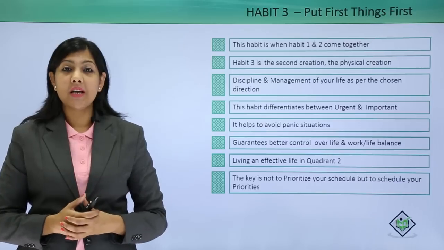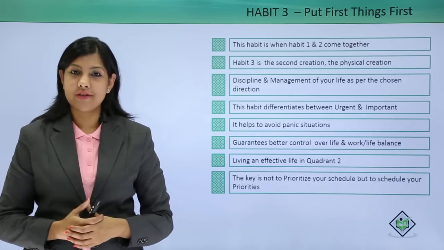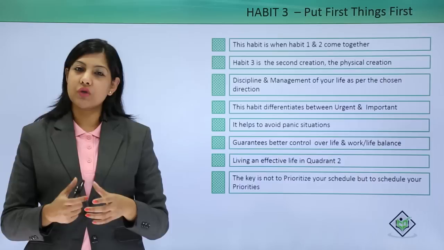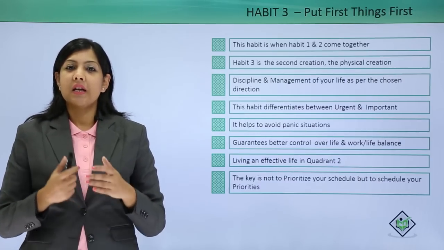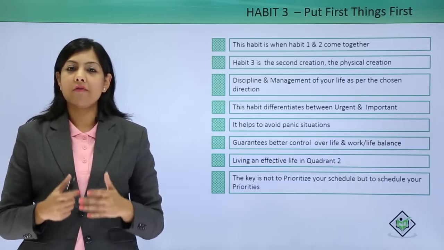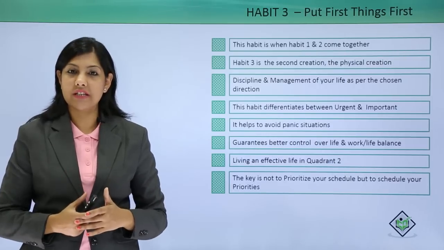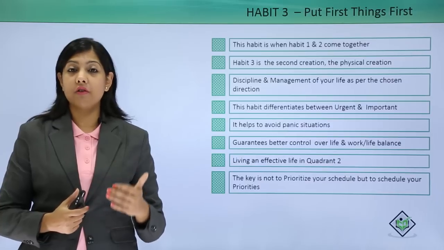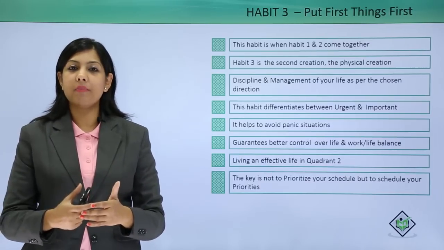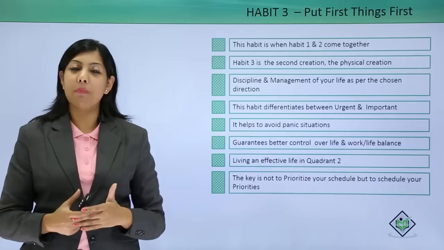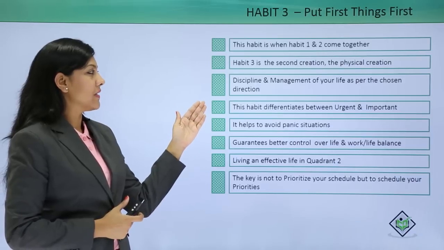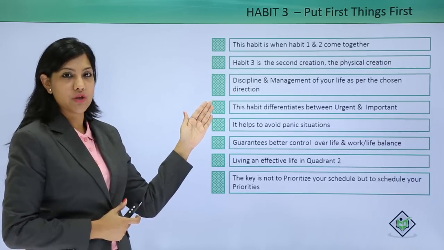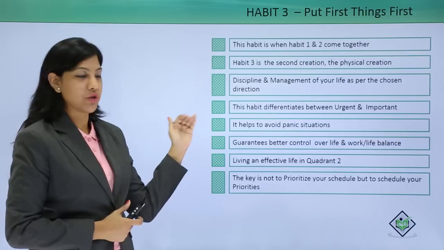Habit number 3 is putting first things first. Now this is closely related to time management, and this is a module which we have also done before. Time management tells us we need to have schedules, we need to have priorities in life. Well, we have mastered the first and the second habit. The third habit is all about being able to manage our time in relation with ourselves. So what we are really trying to say is have discipline and management of your life as per the direction you want to take.